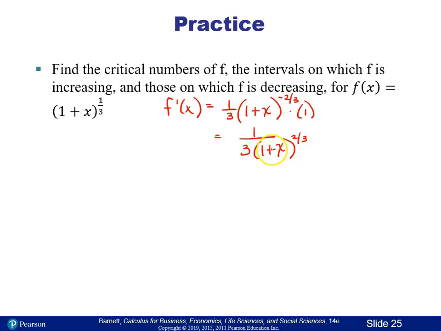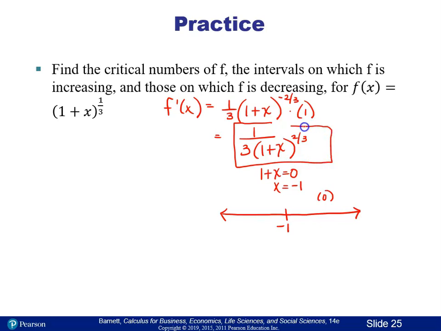So if I'm looking for where this is undefined, 1 plus x is equal to 0 when x is negative 1. So on my sign chart this time, the place that the first derivative is undefined is at negative 1. So I need to analyze on either side of negative 1. So let's say I put 0 in. 0 is a number more than negative 1. If I put 0 into this derivative here, I'm going to have a positive first derivative.